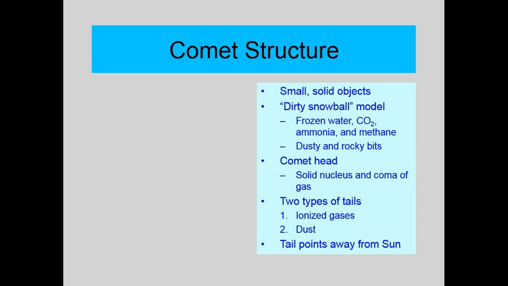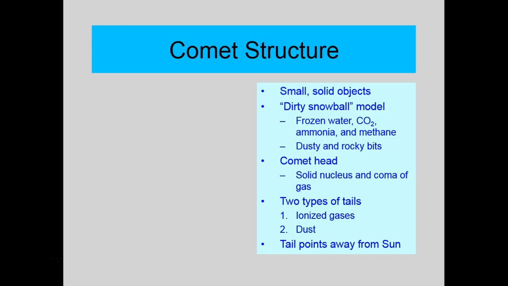Ammonia, there's ammonia and methane again. I thought that came from living stuff, not necessarily. And that's the frozen part. The dirty part is the dust and rocky bits that are frozen in the snowball. Frozen water, carbon dioxide, ammonia, and methane.